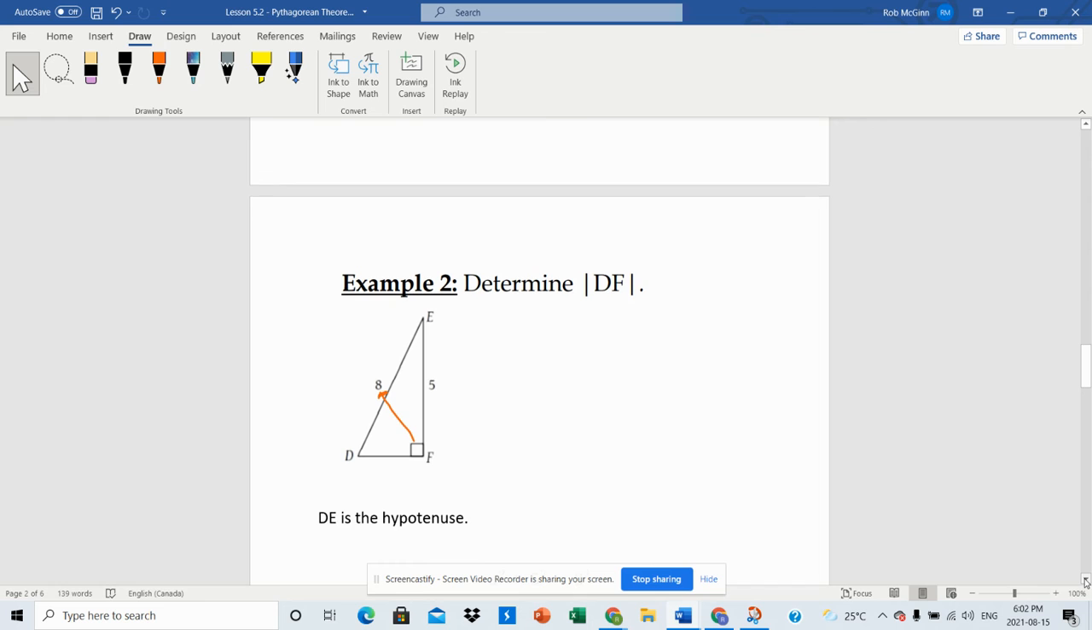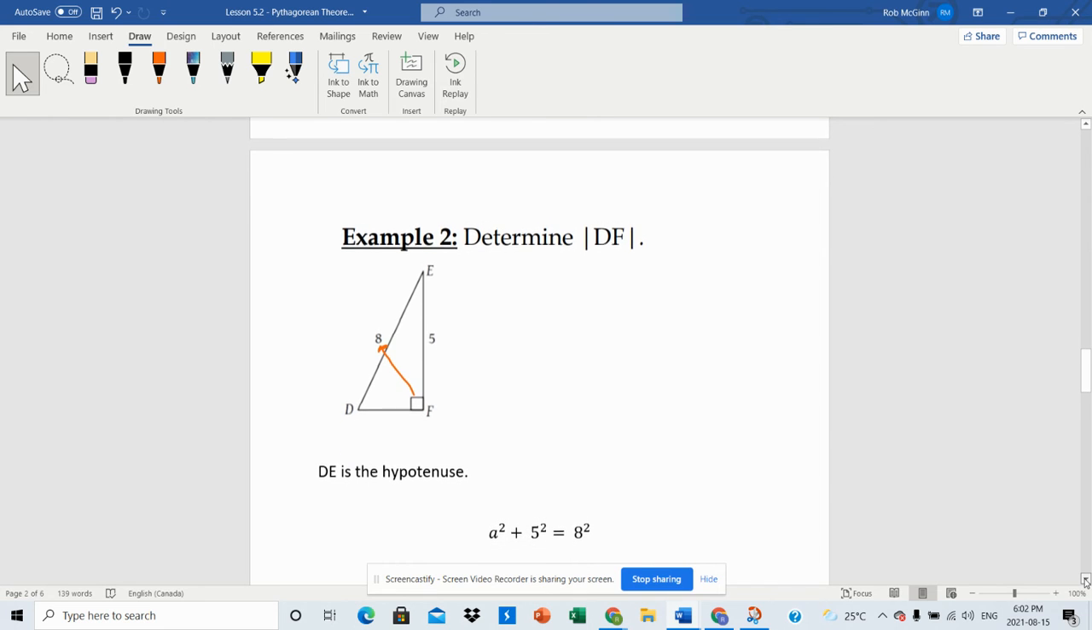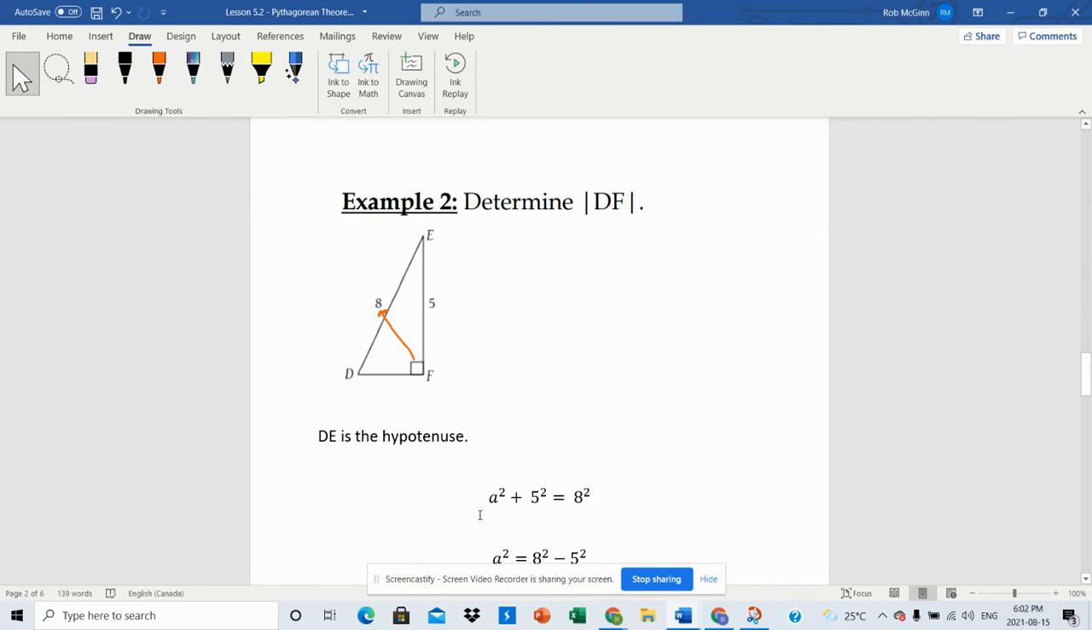So when we write this, D is our hypotenuse. A squared, which we don't know, that's going to be DF, plus 5 squared equals 8 squared. Because C has to be our hypotenuse. And we know our hypotenuse here.